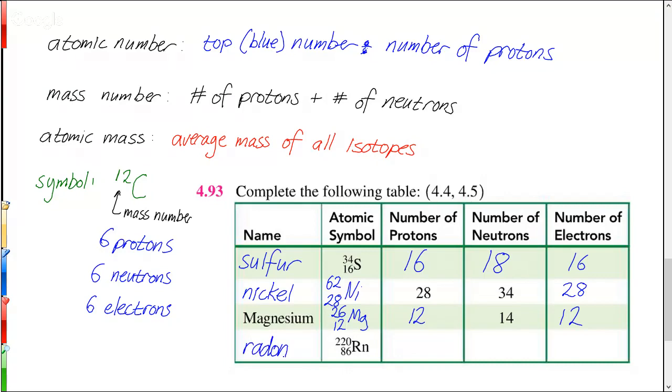All right, and the very last one, we can look up the name. This is radon. We got 86 protons from that bottom number. We've got 134 neutrons. Right? Did I do that math right? Okay. And then our electrons are going to be the same as the protons, 86.